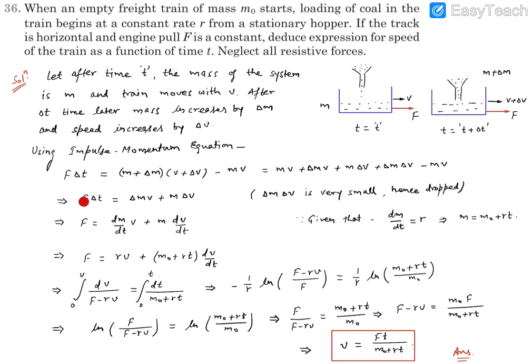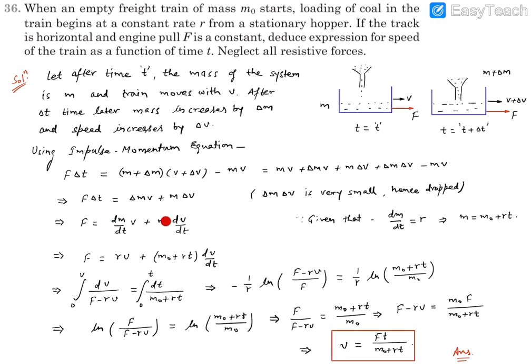Then we can divide by delta t both sides, so delta can be replaced as d. So F is equal to dm by dt into v plus m dv by dt. Now the question says that dm by dt, the rate at which the mass is being changed, is r. And after t time, how much will the mass of the system become? Initially the empty mass was m0 plus the mass of the coal that went in. It is falling at a rate r for t time, rate is a constant, so rt will be the extra mass that comes in, so total mass will become m0 plus rt.